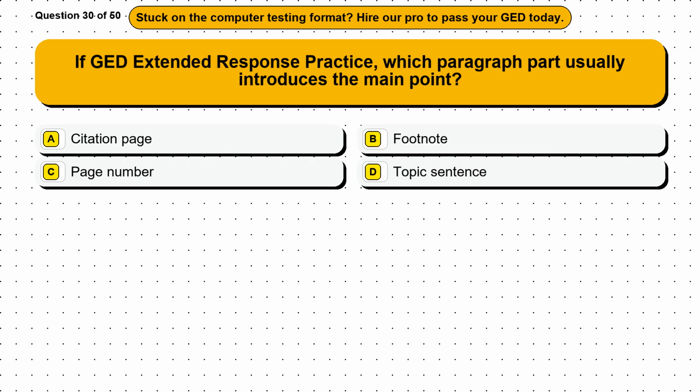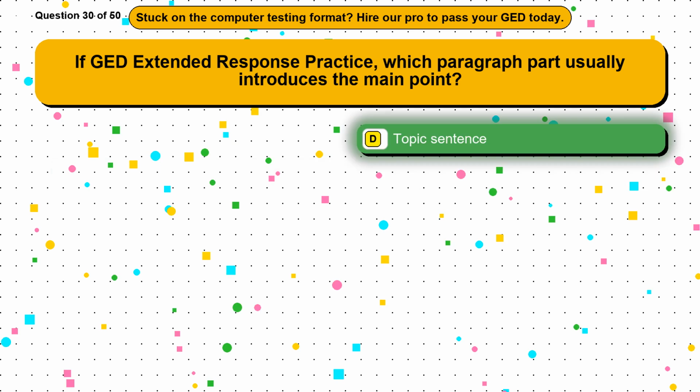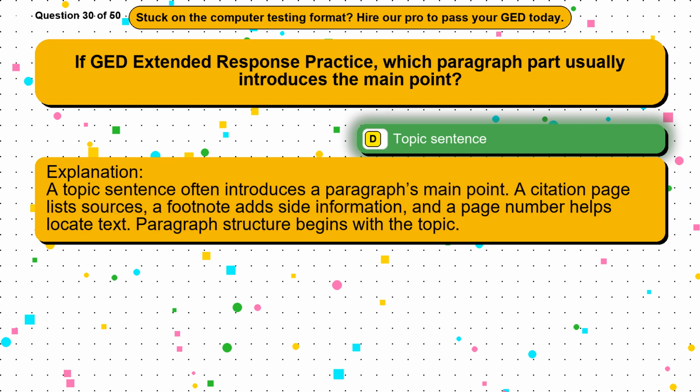Question 30. If GED Extended Response Practice, which paragraph part usually introduces the main point? Option A citation page. Option B footnote. Option C page number. Option D topic sentence. The correct answer is option D. Topic sentence. A topic sentence often introduces a paragraph's main point. A citation page lists sources, a footnote adds side information, and a page number helps locate text. Paragraph structure begins with the topic.